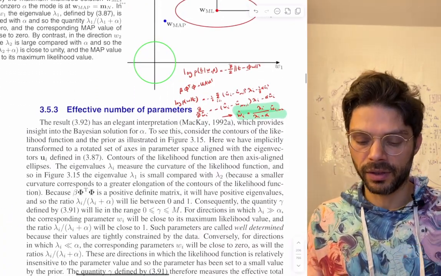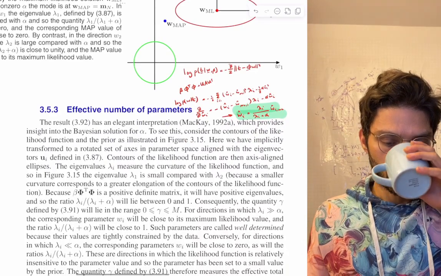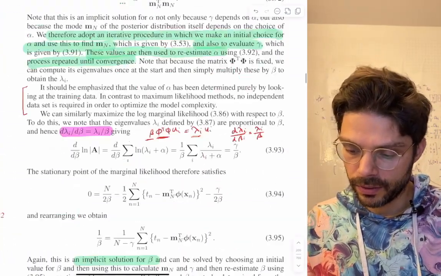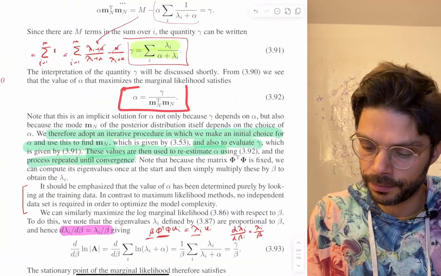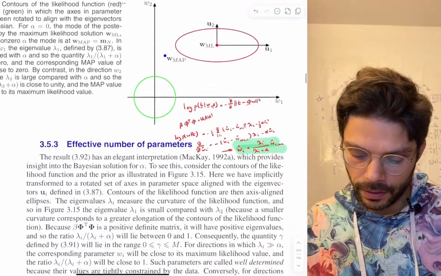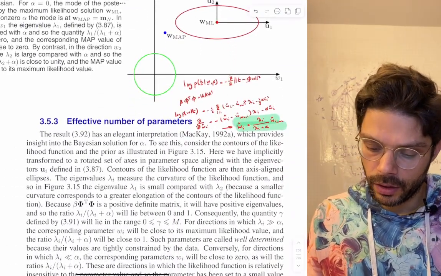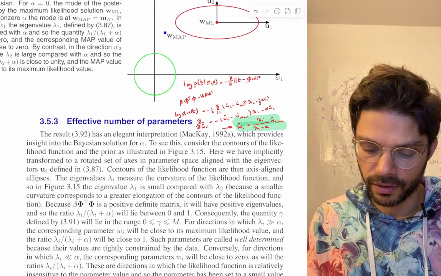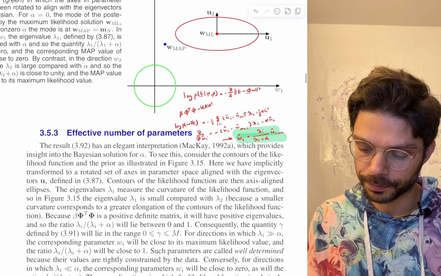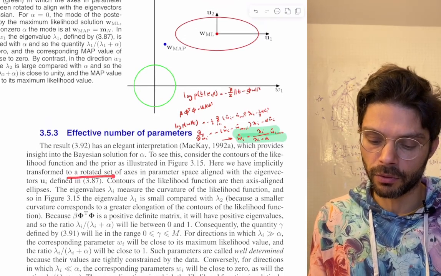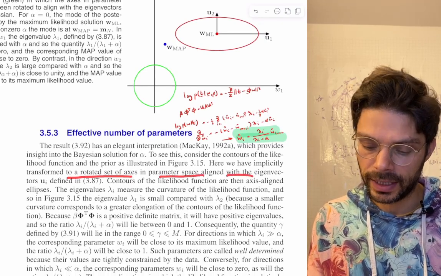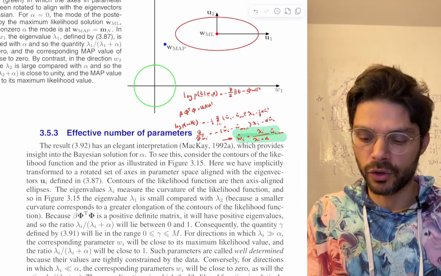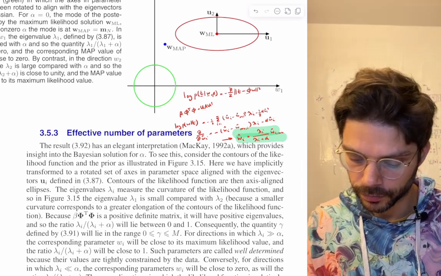Okay, so now let's read the section. The result 3.92, which is what it's talking about. Yeah, this one. Okay. Has an elegant interpretation which provides insight into the Bayesian solution for alpha. So consider the contour of the likelihood function. This is kind of what we're talking about. Here we've implicitly transformed to a rotated set of axes in parameter space aligned with the eigenvectors ui. So that's what we did, right? That was when we switched everything to these u coordinates.